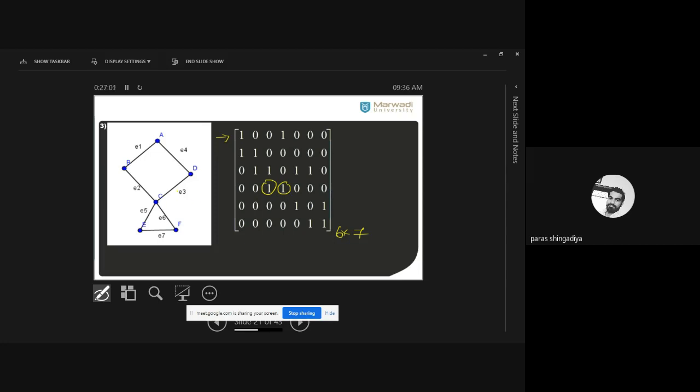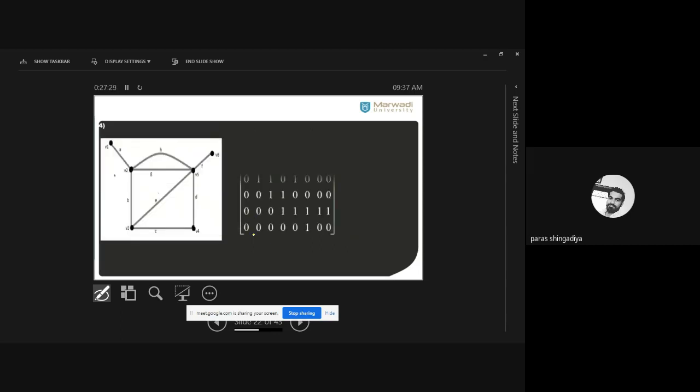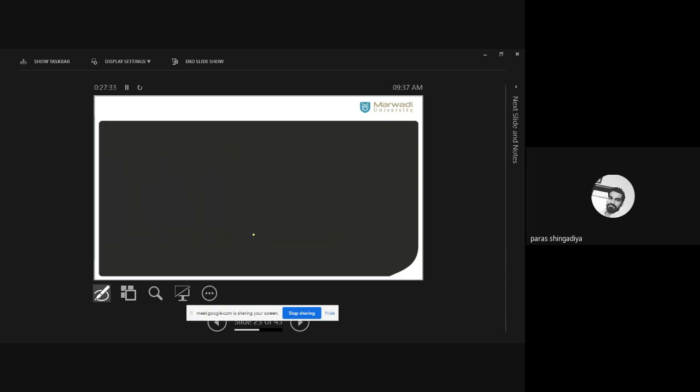Then E is connected with E5 and E7. So the fifth column and seventh column, put a 1 and the rest of the entries put 0. And last is F. F is connected with E6, E7. So replace those with 1 and the rest of the 5 entries put 0. Clear? So that is the answer. It's very easy, not difficult. First, observe the graph. And then after, check it. That is also one step. That is the verification, for your practice.